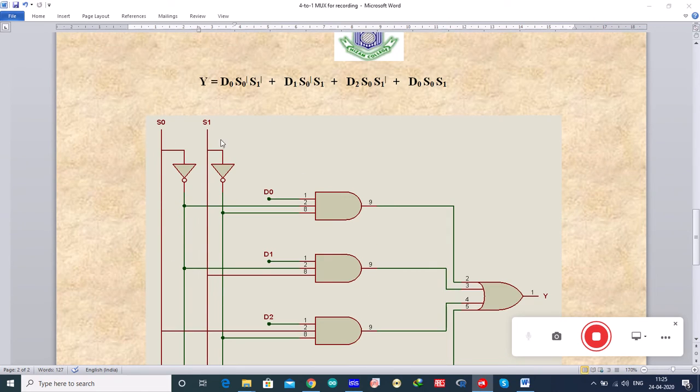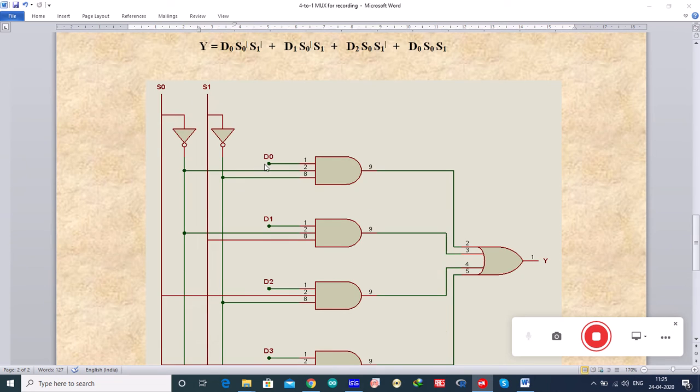You have two select lines S0 and S1, and the data inputs are given individually to all the AND gates. D0 into S0 complement S1 complement, and all these outputs are given to the OR gate. So this is how you design a 4 to 1 mux.